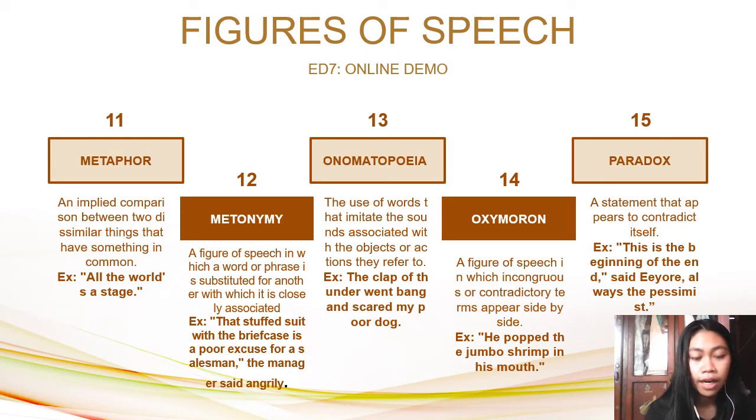Eleven, metaphor. It is an implied comparison between two dissimilar things that have something in common. Example: all the world is a stage. It is comparing something but without using like or as.